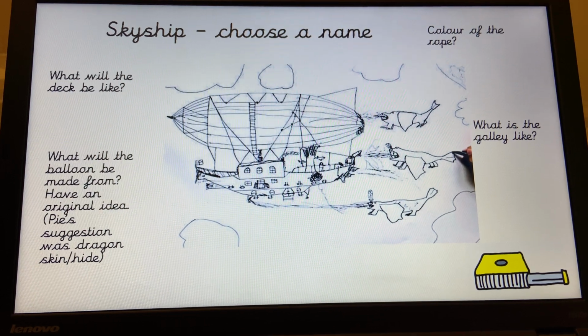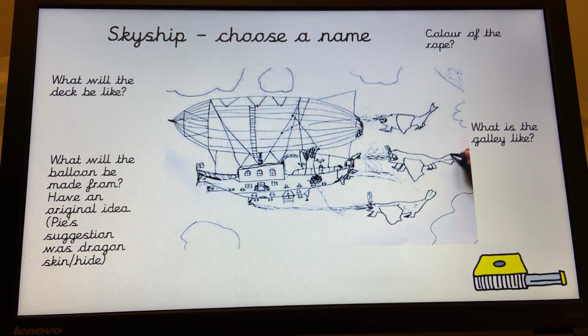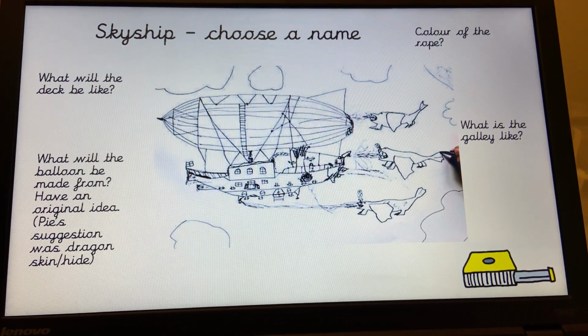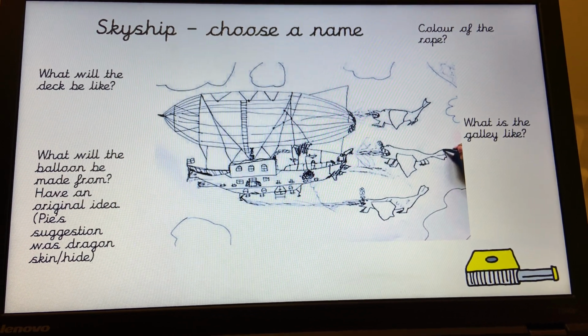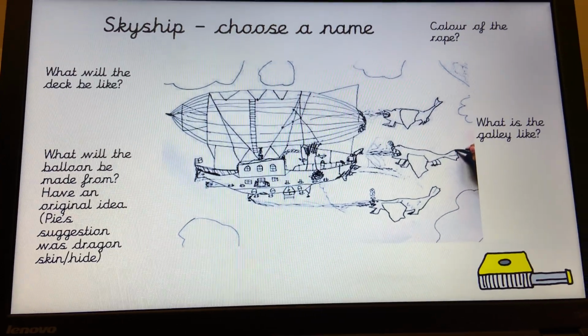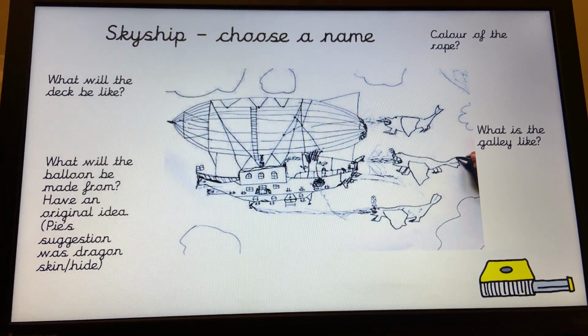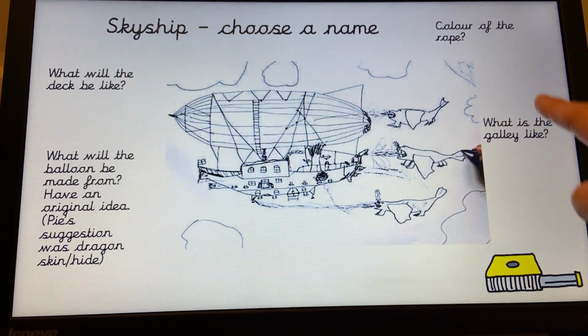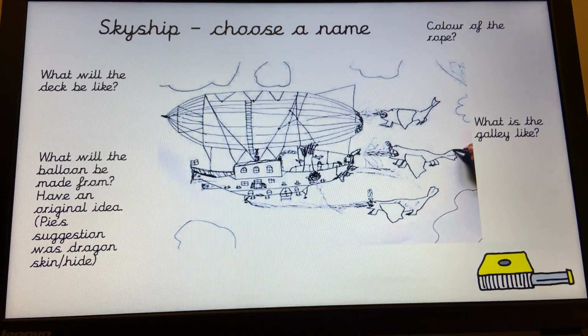Pie's suggestion was that the balloon could be made of dragon skin or hide, so it'd be a really strong balloon for the Skyship. But I don't want you to use that one, but try and come up with something really original. What's the colour of the rope potentially? What's the galley like?